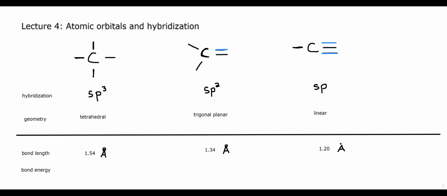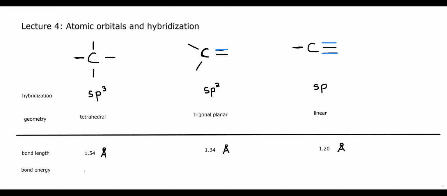Okay, so you don't have to memorize these numbers, but what we should gain from this information is that single bonds are longer than double bonds, which are longer than triple bonds. So triple bonds are short, single bonds are long.